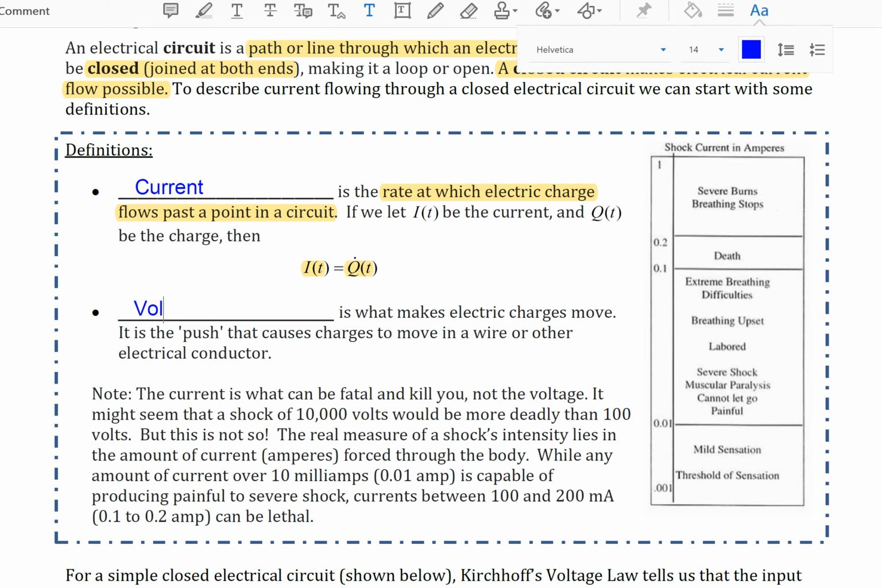While voltage is what makes electric charge move. It is the push that causes charge to move in a wire or other electrical conductor. Now, if you're not familiar with electricity, or if you have not taken an electrical engineering class, this will be an introduction to these two ideas of current and voltage. However, I will acknowledge I am not an electrical engineer, so my explanation might be a little bit more hands-on or using familiar language than maybe you'll see in your EE class.